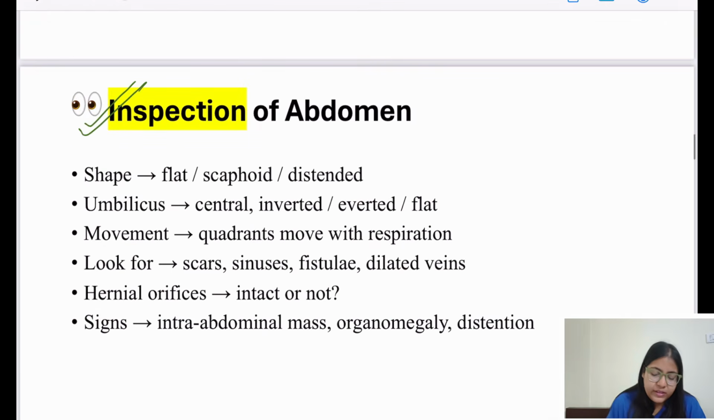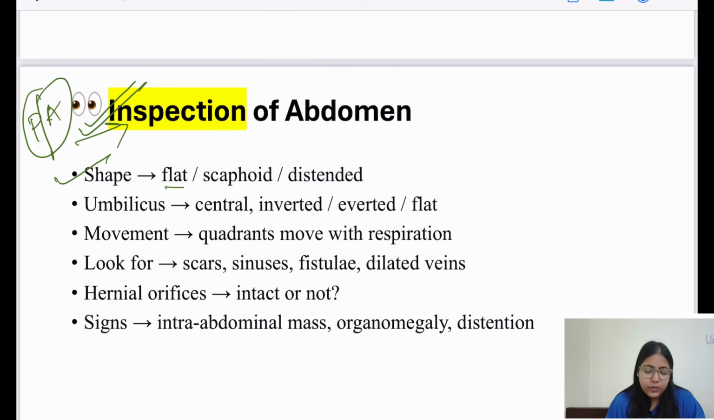So first is inspection of abdomen. In per abdomen examination, first thing is inspection as always. So what do you look for in inspection of the examination? You look for the shape of the abdomen. Is it flat, scaphoid or distended? You look if the umbilicus is central, inverted or not inverted, everted or flat. You look if all the quadrants of the abdomen are moving with respiration, if there is any sinus, scar, fistula or any dilated veins, if the hernial orifices are intact or not.